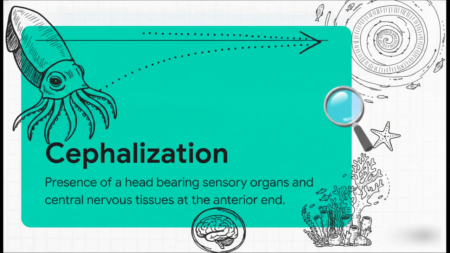And tied directly to that forward movement is cephalization. This is the presence of a distinct head that bears sensory organs and central nervous tissues right at the anterior or front end of the animal. Think about it. If you're a bilateral animal actively moving forward through your environment, it makes complete evolutionary sense to pack all your sensory equipment right at the front, where you're entering new space. This brilliant adaptation allows invertebrates to perceive and react to their world in highly sophisticated ways, navigating everything from ancient oceans to modern coral reefs with pinpoint precision.